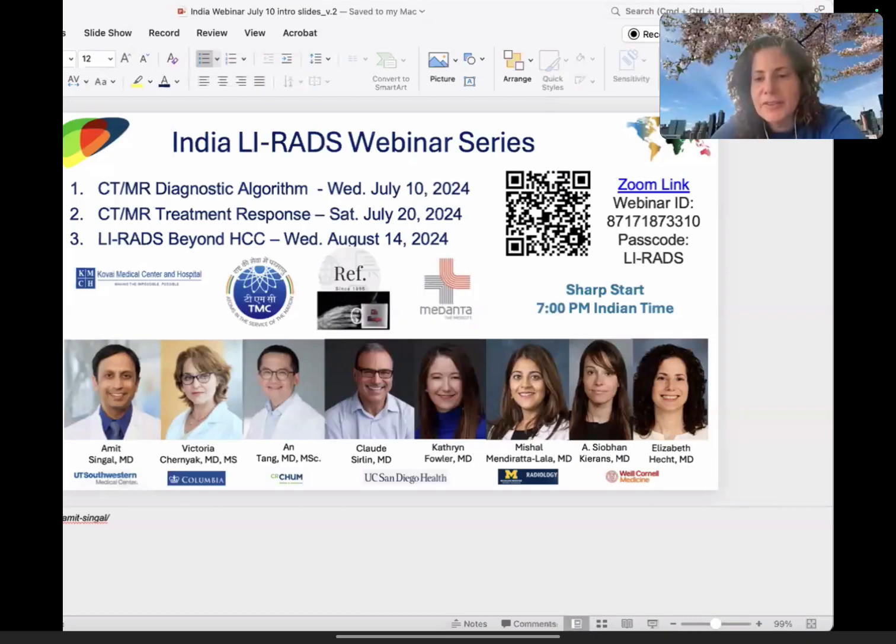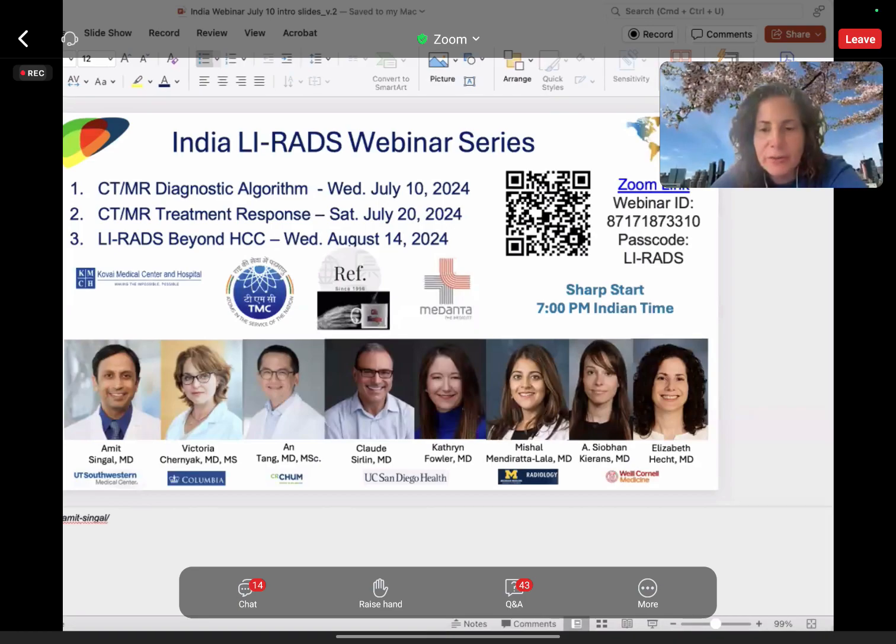Let's see, this is interesting. A colleague comments that at her institution, they did an audit at their center and 30 to 40% of LI-RADS 4 progressed to LI-RADS 5 in 2 to 5 years, and that the LI-RADS 3s, 30 to 40% also progressed. So it's very interesting data. I would love to see that published, hopefully.